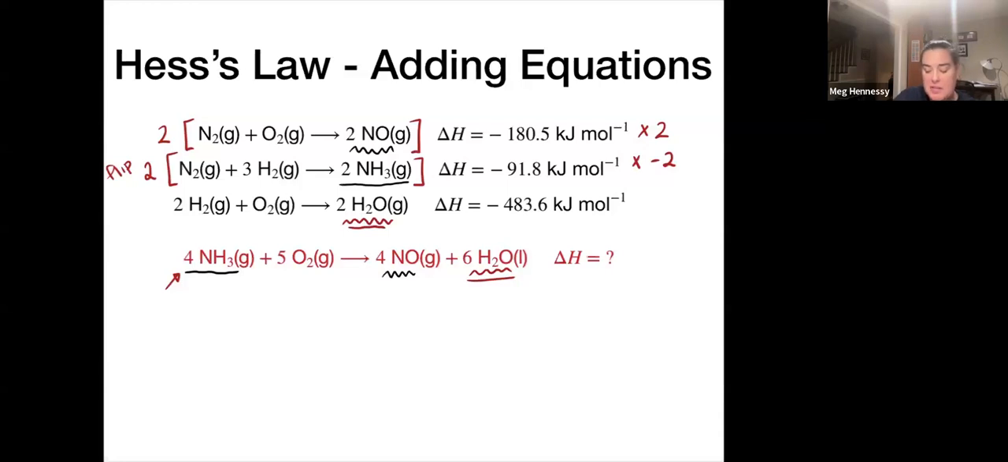Finally, water has a coefficient of 2 in the given equation. It has a coefficient of 6 in the target equation. It is on the right side, the product side. And so I'm going to multiply it by 3 to get that coefficient to be correct. And I'm going to multiply delta H by 3. Now, if I trust myself, I'm done with the problem. I just have to add these 3 values together.